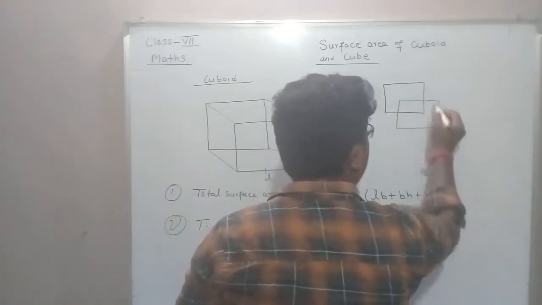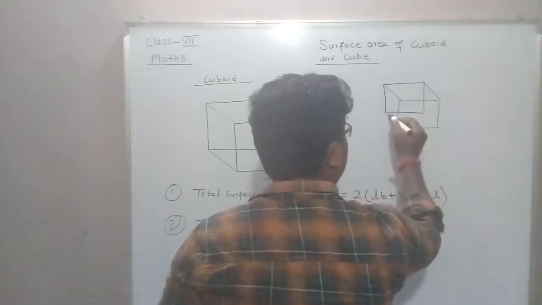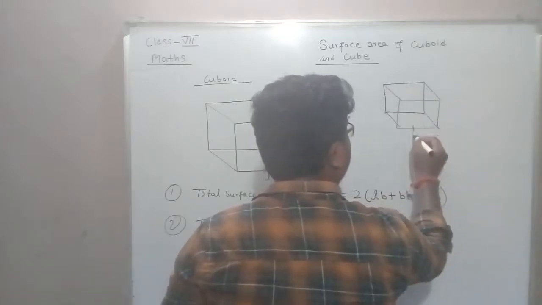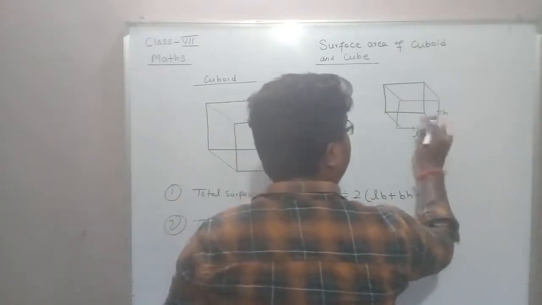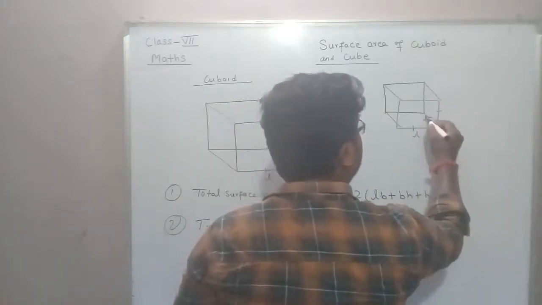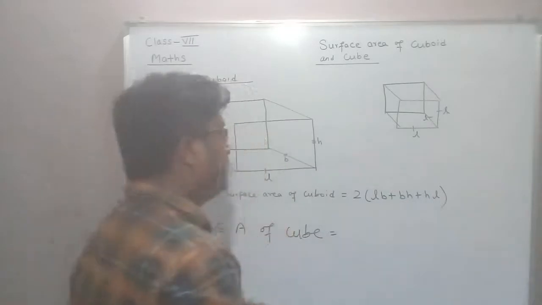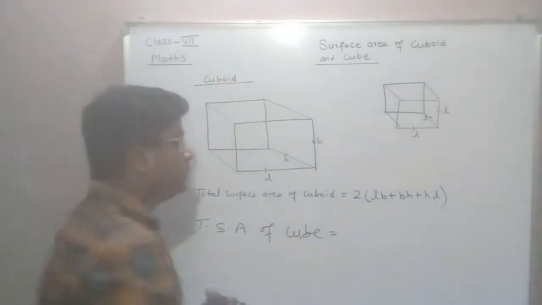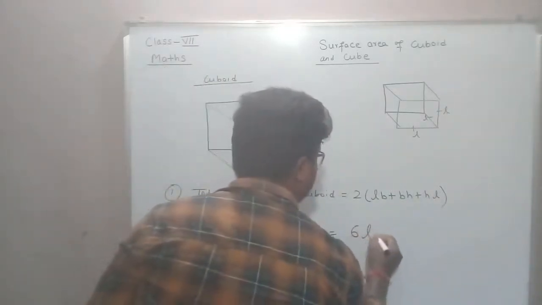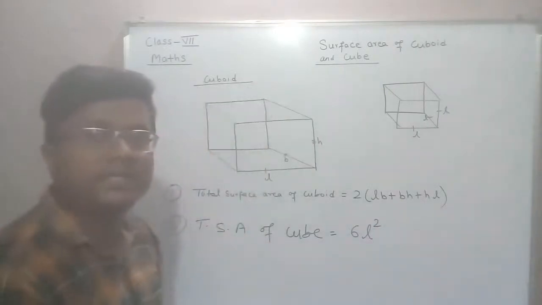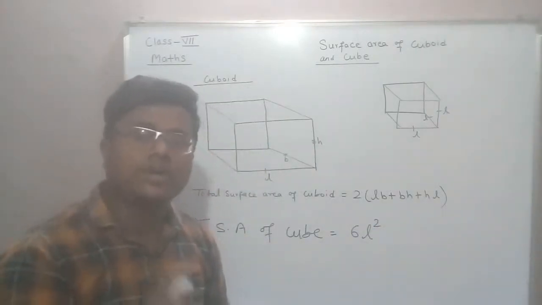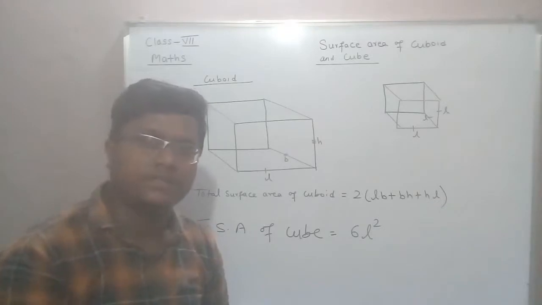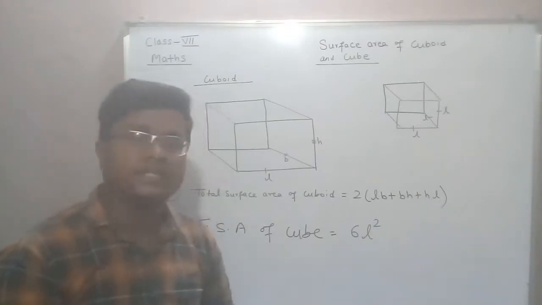Suppose this is your cube. In a cube, length is equal to breadth is equal to height, meaning length, breadth and height are all equal. So this is also your L, this is also your L. So the total surface area of a cube has 6 surfaces whose areas are equal, that is why 6L square. The area of one surface is L square. So altogether there are 6 surfaces, so the area is 6L square.